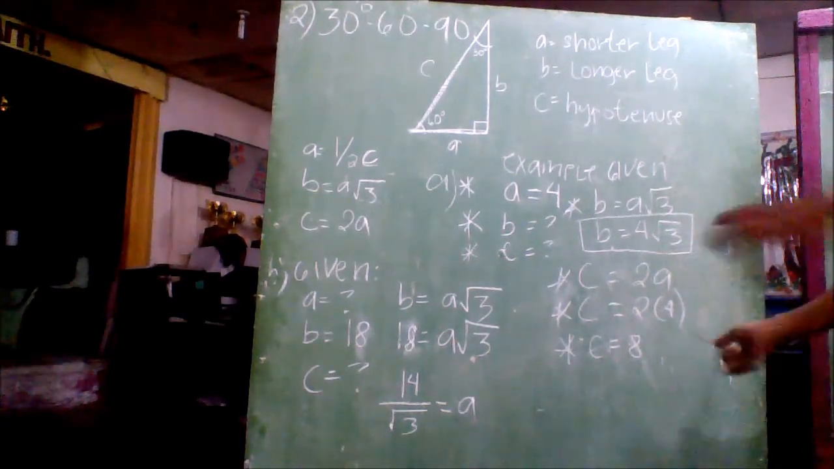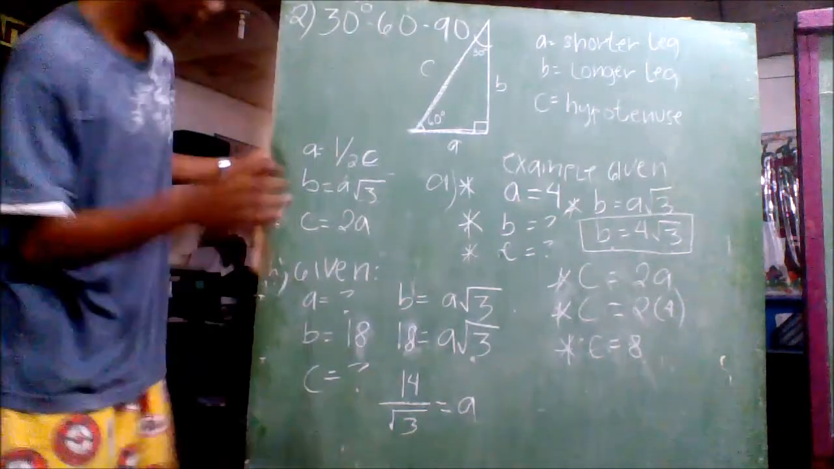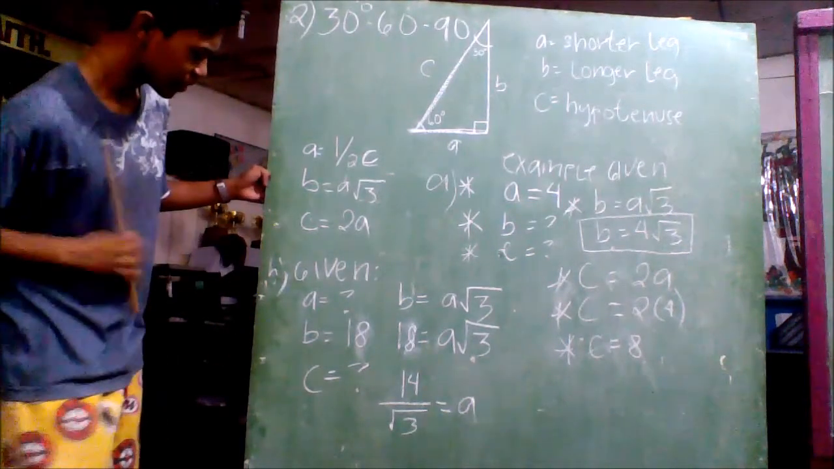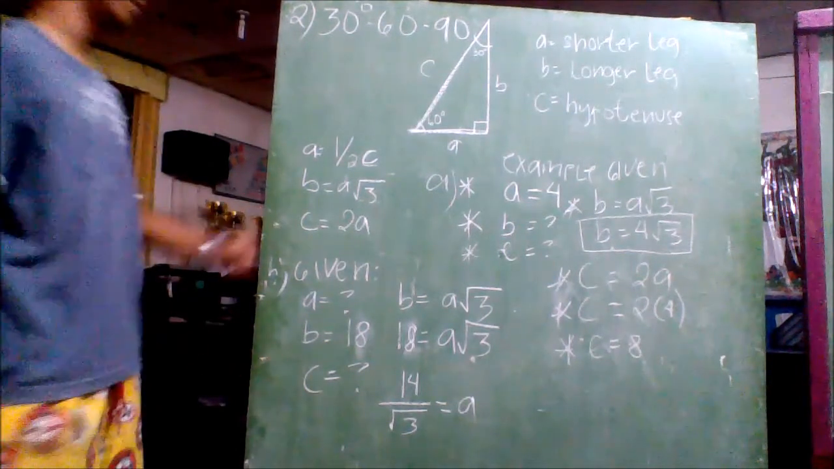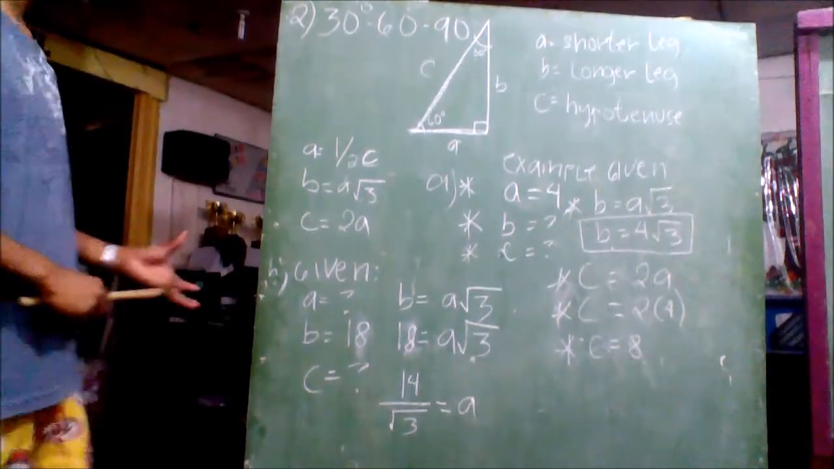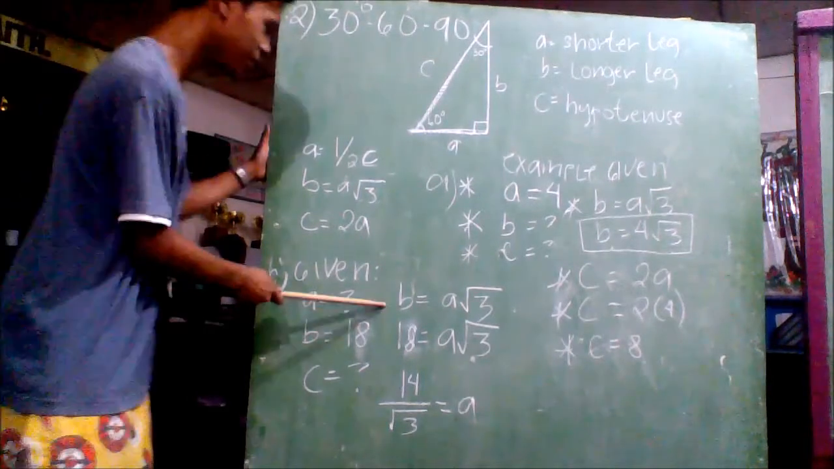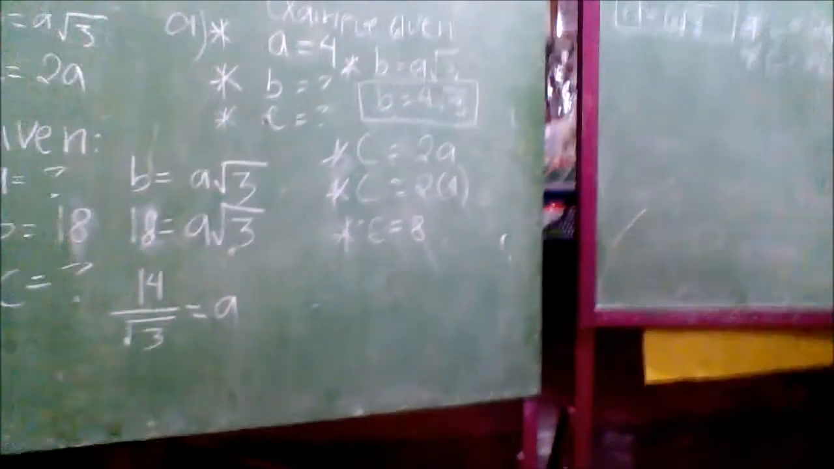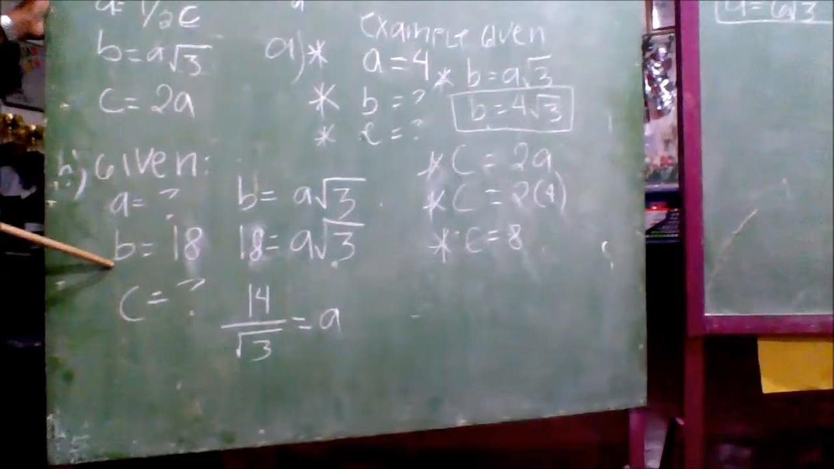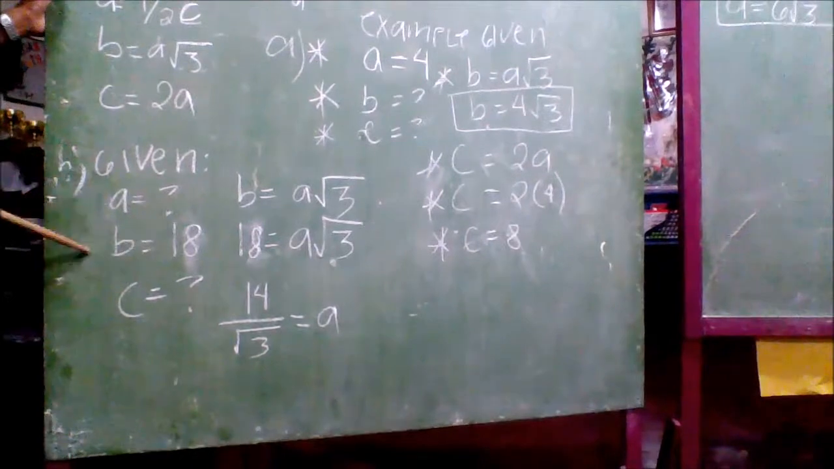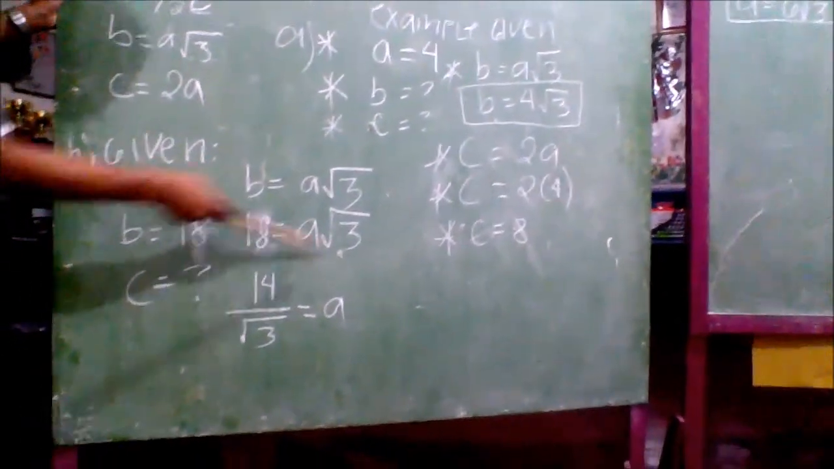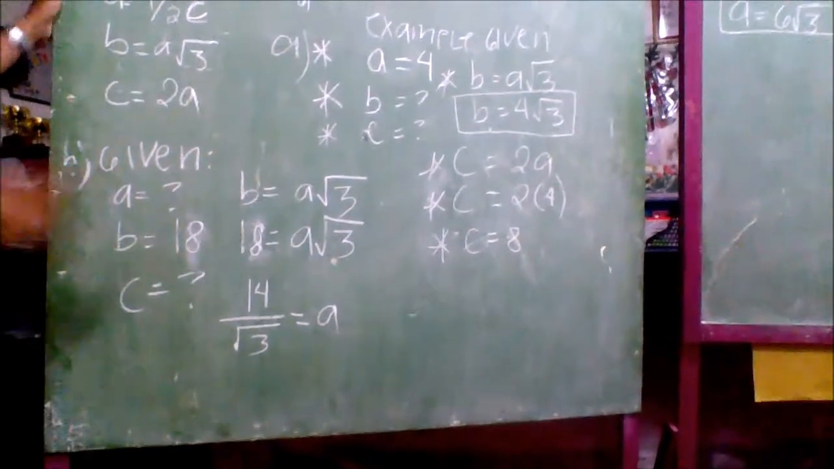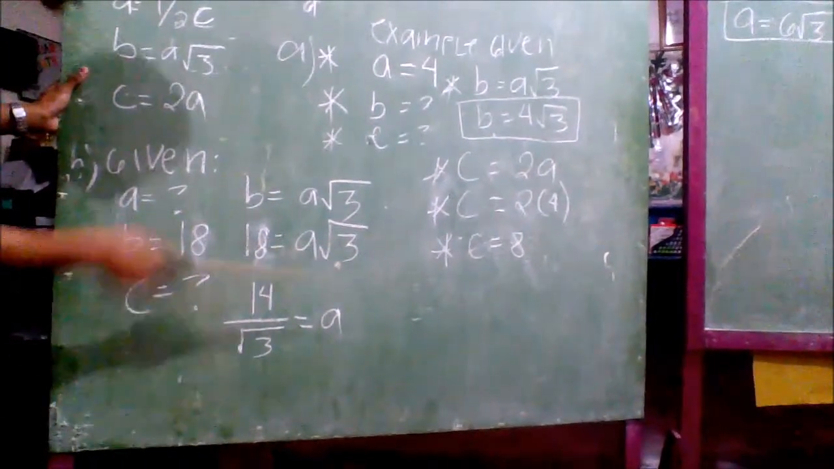But let's rephrase it again. Now the given is: A is unknown, B is 18, and C is unknown again. Now to find letter A, we must use letter B. We use letter B because B is the only given. So we use B to substitute. 18 is equal to A square root of 3. Or transpose: 18 over square root of 3 is equal to A.